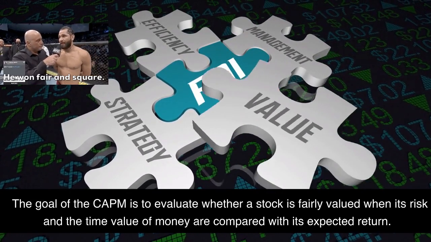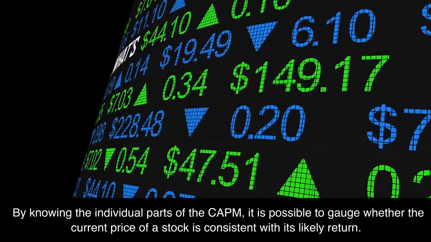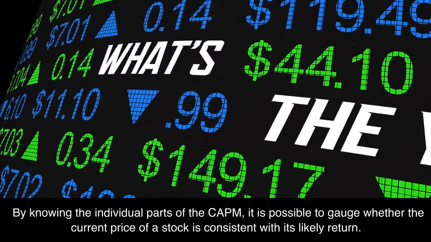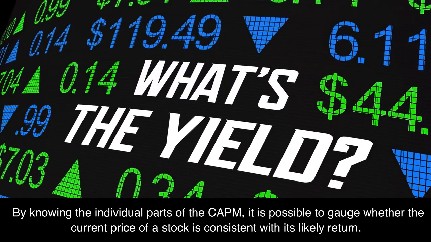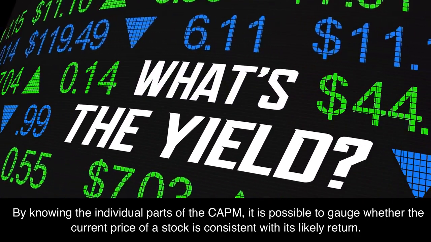The goal of the CAPM is to evaluate whether a stock is fairly valued when its risk and the time value of money are compared with its expected return. By knowing the individual parts of the CAPM, it is possible to gauge whether the current price of a stock is consistent with its likely return.